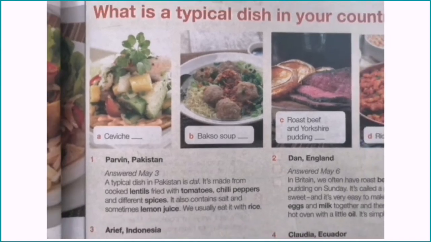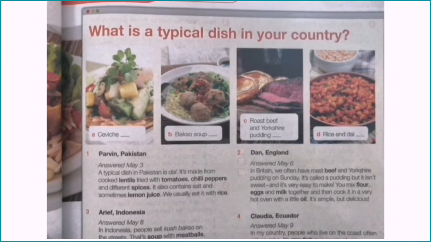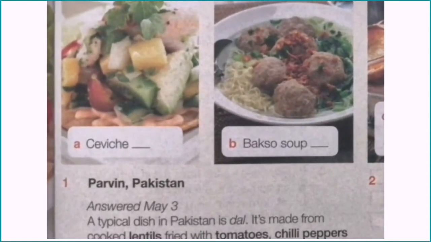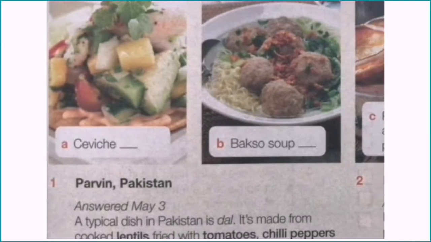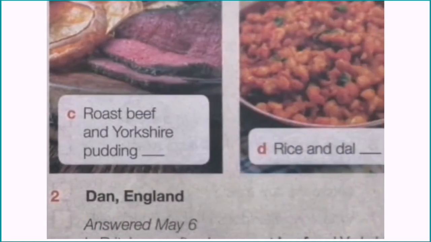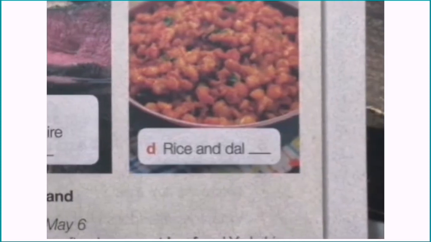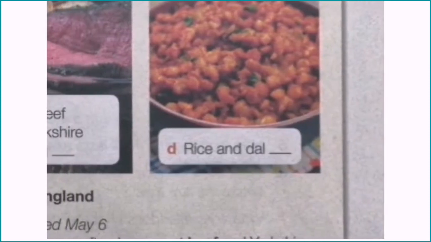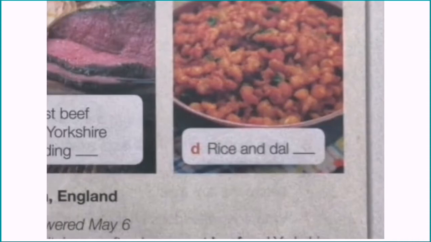Okay, when we read the statement or answer given by Parveen from Pakistan, what did we do? We looked and observed the photos. And we matched the statement with the photos. You can look and you can observe the photos. First one, second one, photo C and photo number D. Okay, rice and dal. You can look in the photo and then what did we do?